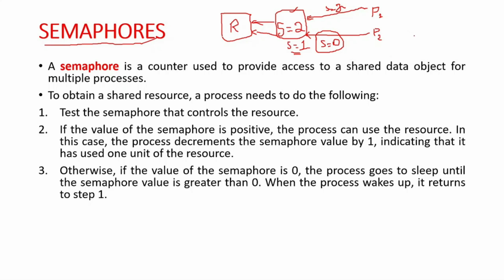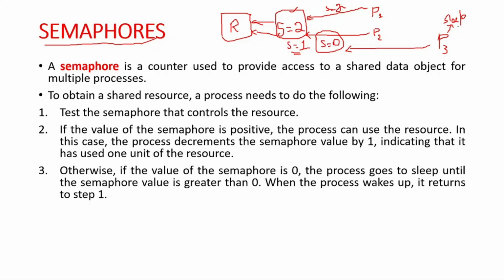Now let me consider this third scenario. Now comes P3. P3 again wants to access the resource R. It will check the semaphore value. Now the semaphore value is not positive, it is equal to 0. If it is equal to 0, the process goes to sleep. So this P3 will go to sleep, because it cannot access the resource, since it is already occupied by 2 other processes, which is the maximum accessibility with respect to this resource. At a time, only 2 processes can access it, and that is done by P1 and P2.